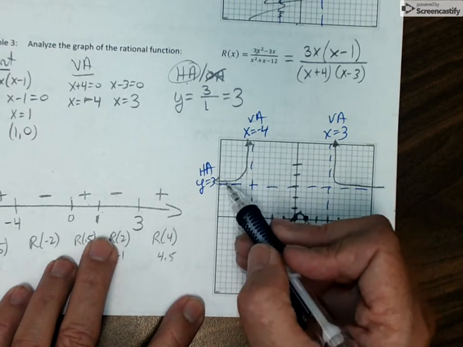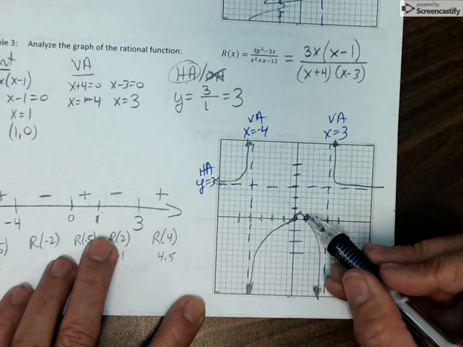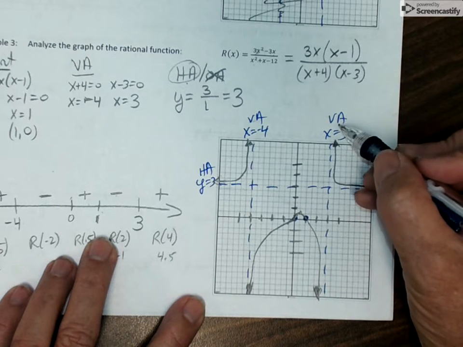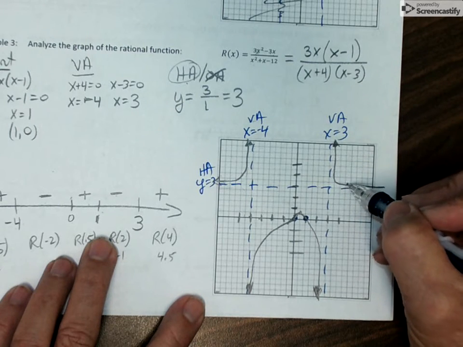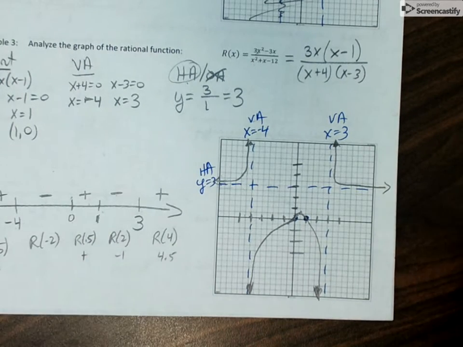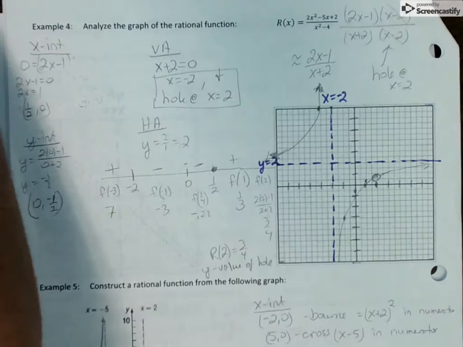I've got a piece up here. Then I start down low, come up, cross at 0, cross again at 1, go down, and start up again with the very large y values, and then get close to y equals 3 as we go towards infinity. Okay, let's turn this over and look at example 5.